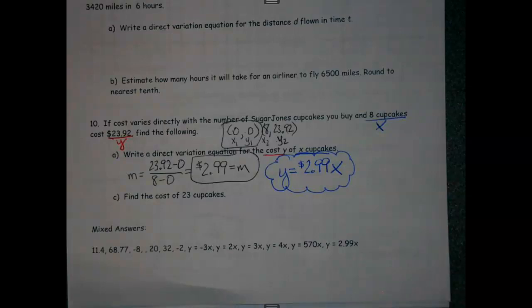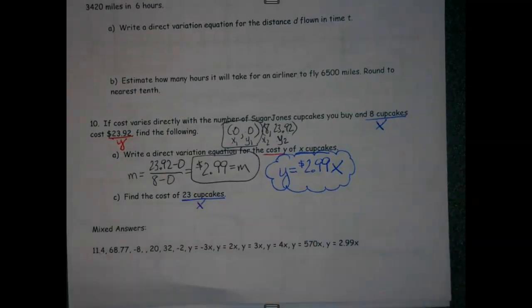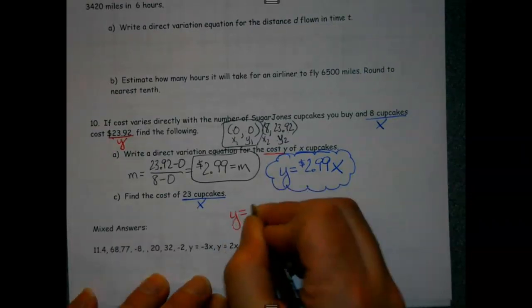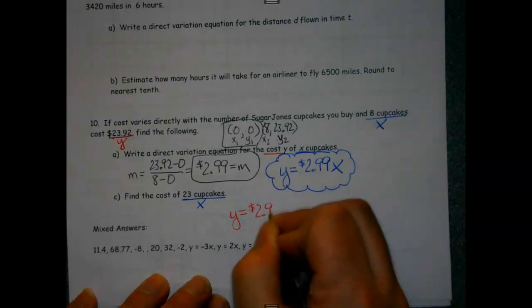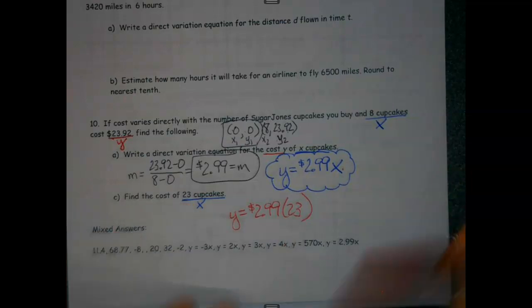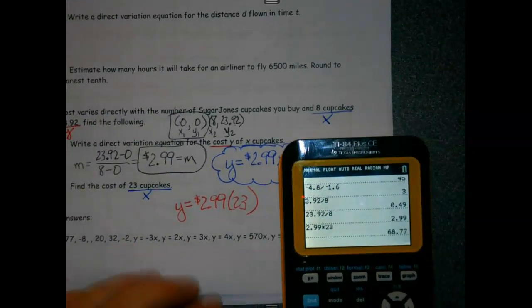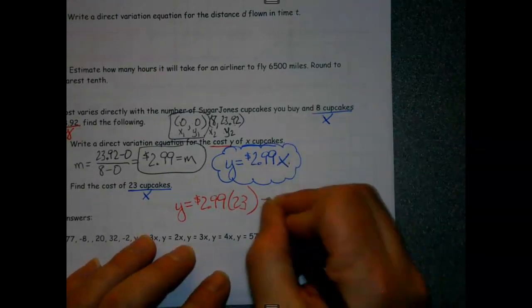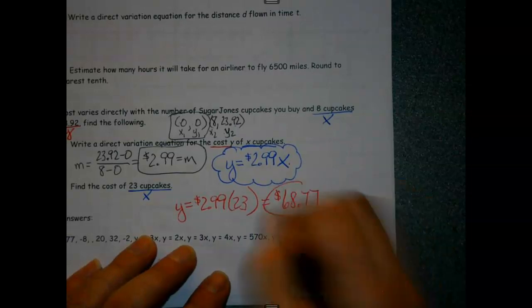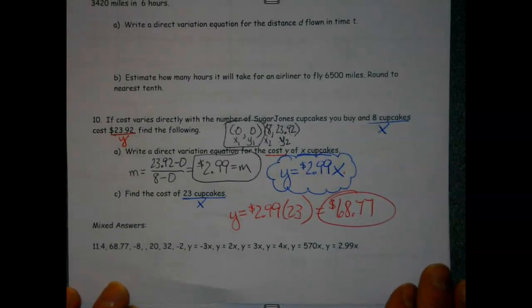If I know how many cupcakes I bought, I can tell you how much that's going to cost. And speaking of, find the cost of 23 cupcakes. Well, the cupcakes is x. So y equals, replace the x with 23. Woofda. And I get my money.